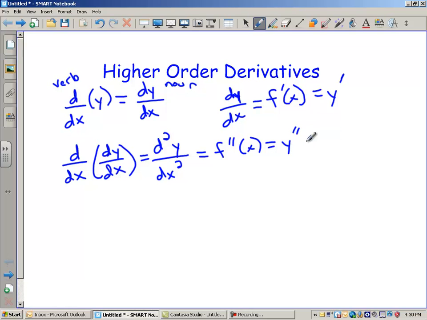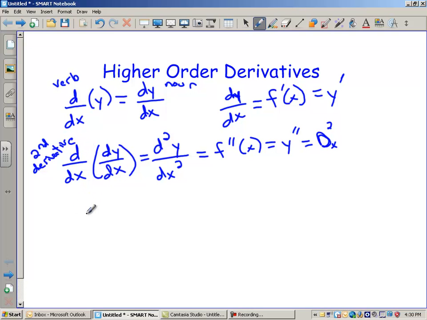Now there's also some obscure notation that you will not see very often, and that looks like this: the second derivative of x with a capital D, D squared of x. But you don't see that notation very often. So this would be the second derivative. This just means you take the derivative again.